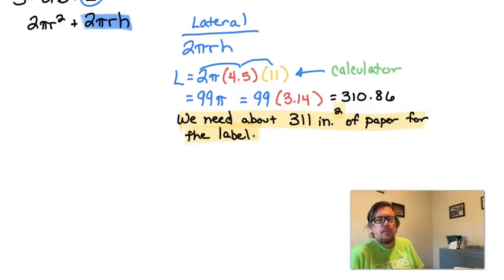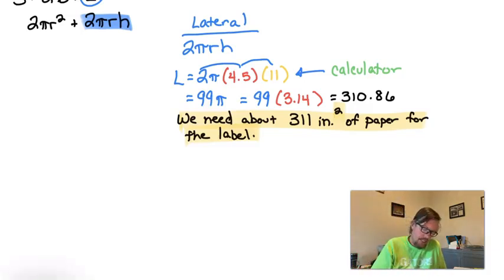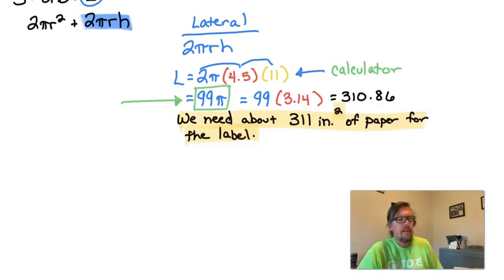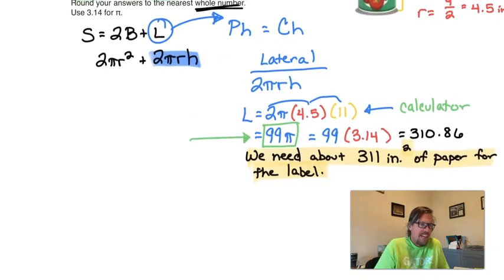And you could just do 2 times 3.14 times 4.5 times 11 in the calculator all at once. That's totally fine. You do not need to do this extra step in the middle. That step is optional. I just wanted to show the exact answer of 99 pi. That's the unrounded answer. The problem doesn't ask for the unrounded answer though, so that's just bonus information. Why would you not want bonus math? Okay, so we got the lateral area. And now we can come up and find the total surface area.